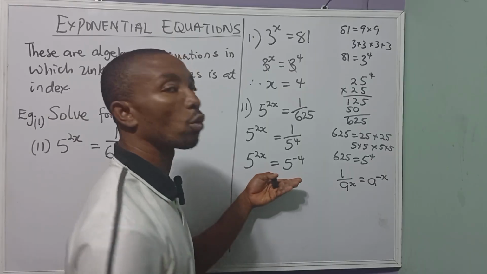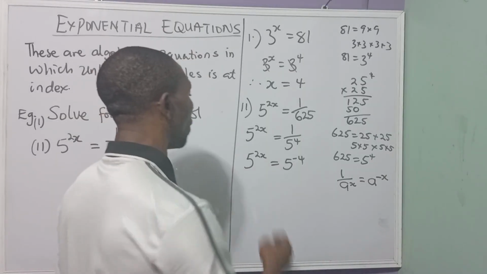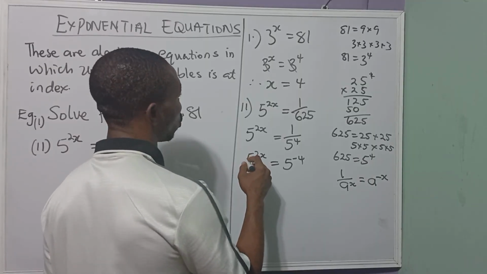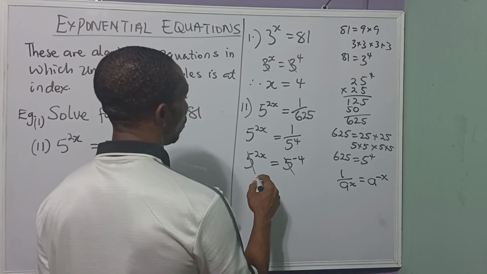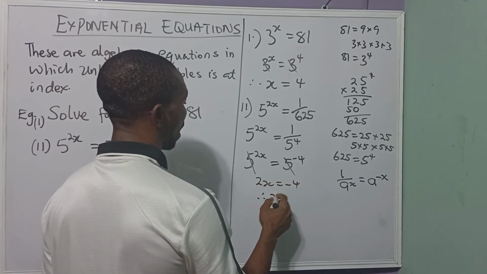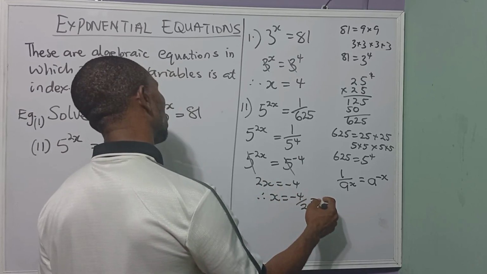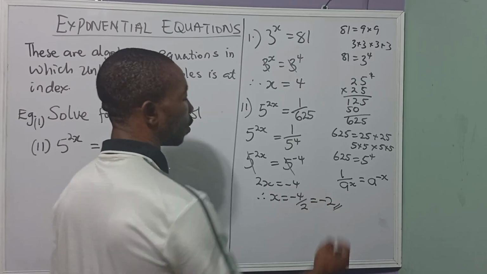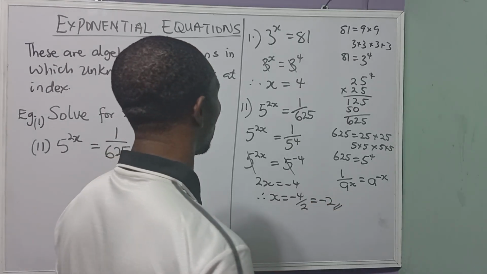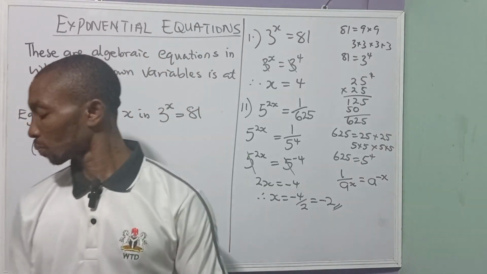Now we can equate our bases since they are the same. Equating our bases leaves us with 2x equals minus 4. So therefore x equals minus 4 over 2, which gives us minus 2. So the value of x in this equation is minus 2.